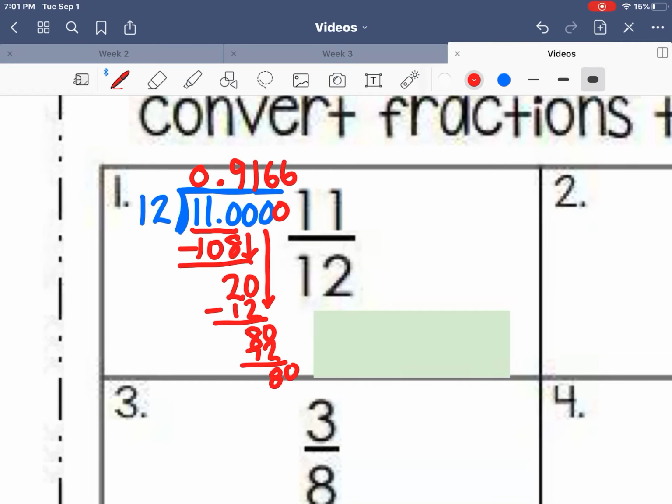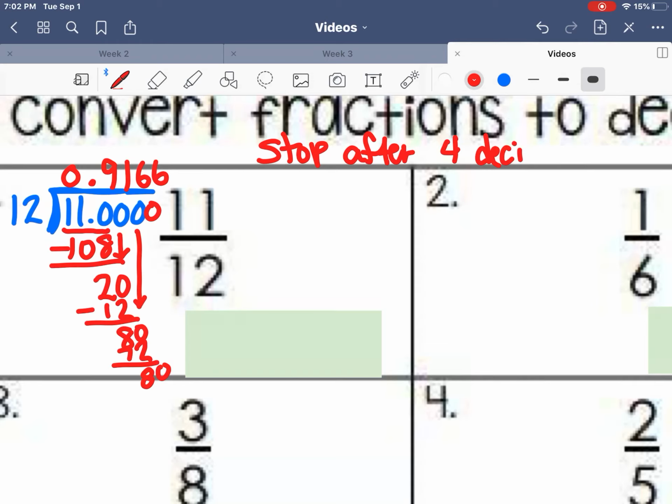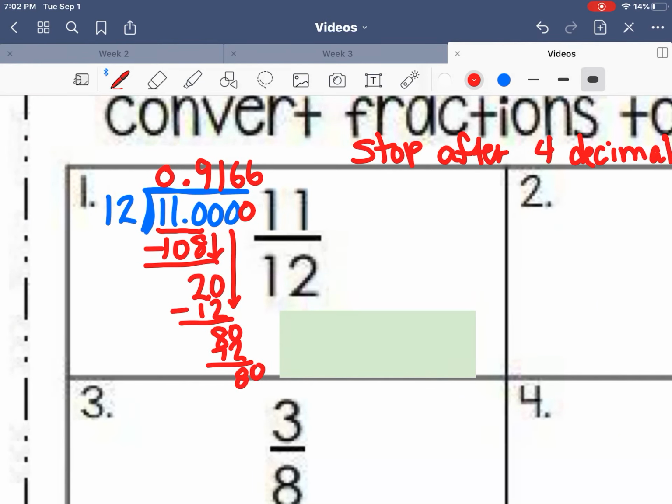So here's what I want you to remember. You can stop after 4 decimal places. And I'm going to show you how to write that repeating decimal as your answer. So 11 divided by 12 is going to go on forever, because I'm going to keep writing 6 up here, and 6 times 12 is going to keep being 72, and I'm going to have 8 left over forever, forever, forever until the end of time.